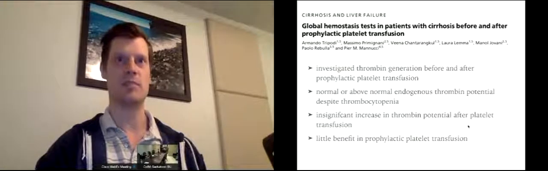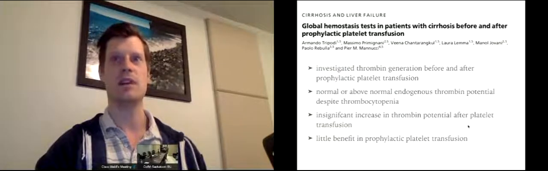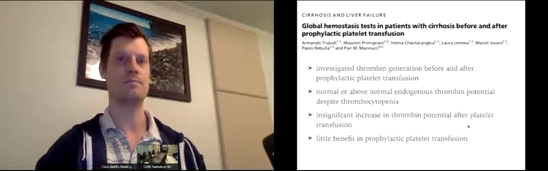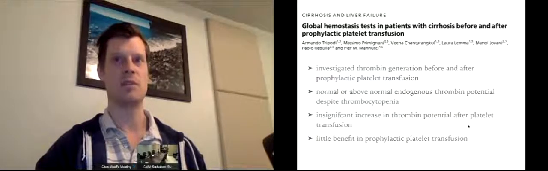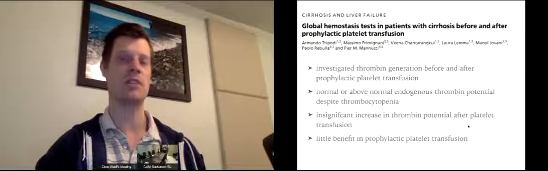This study is a little bit similar to the previous thrombin generation study we talked about. It looked at thrombin generation in cirrhotic patients with a median platelet count of, again, 40, who then received prophylactic platelet transfusions. They found that despite platelet counts of less than 50, the thrombin generation ability of patients was consistently within normal range before platelet transfusion. In fact, most patients exhibited endogenous thrombin potentials above normal limits despite their thrombocytopenia. When the platelets were transfused, there was only a minimal increase in endogenous thrombin generation potential. So collectively, these findings again provide further argument against the use of prophylactic platelet transfusions.